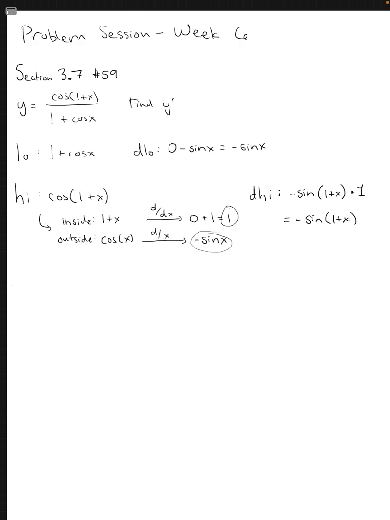Right, so to go back to using the quotient rule on the original guy, quotient rule is low d high minus high d low over the square of low we go.